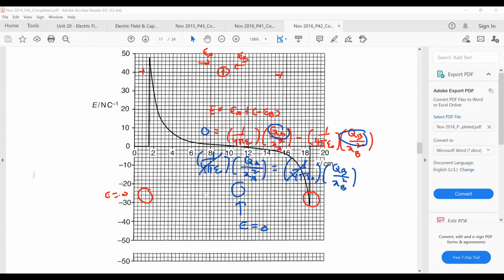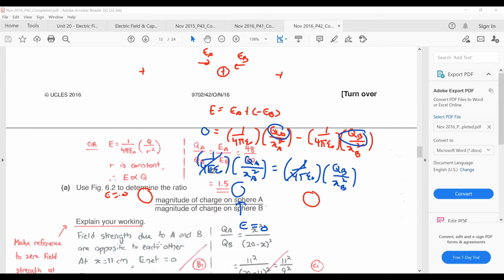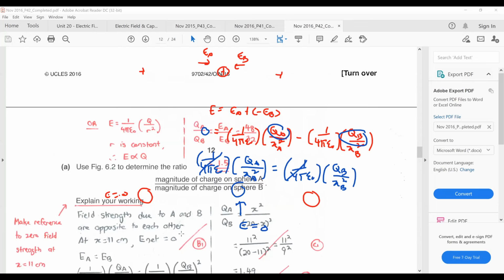So for this question here, when they ask you to find the ratio, what you really want to find is the point where E net is 0. What I wrote here is E net. This one is already the E net itself. This is the resulting electric field strength between the two points.